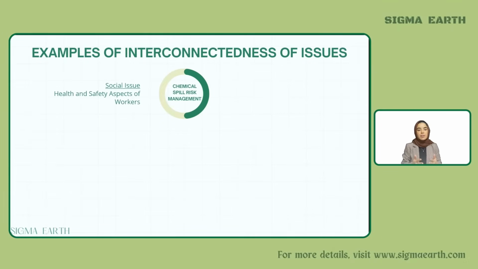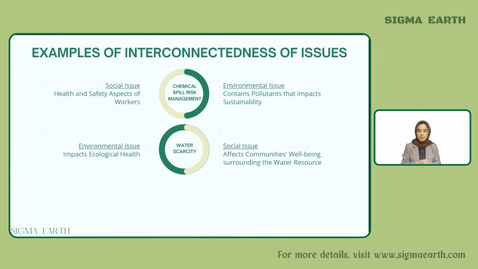For example, chemical spill management can be an environmental hazard due to leaked harmful chemicals. It can also be a social issue as it relates to worker health and safety. Another example is water scarcity. Water scarcity is an environmental issue as it is directly related to ecological health, but it is also an important social issue as water scarcity can affect the well-being of communities living close to it.